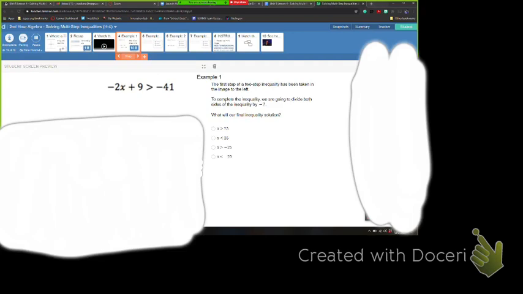It already gives us the first step. Yeah, I kind of blanked it out so we could just do it. Oh, okay. Well, you should subtract 9 from both sides. So I'm subtracting 9 from 1. All right, and that would leave me with negative 2x is greater than negative 50. And then you should divide them both by negative 2.